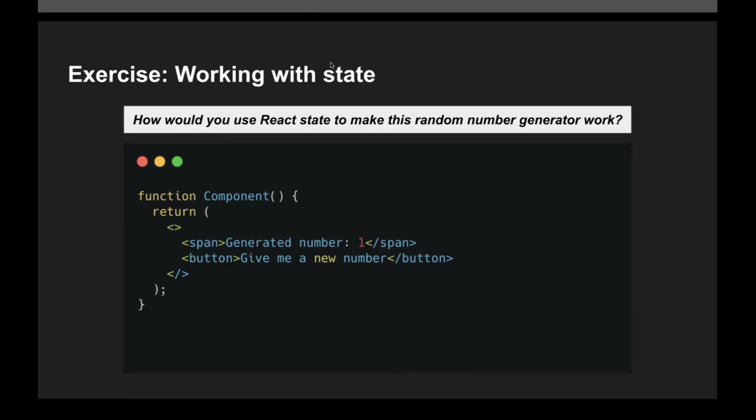Add an event listener to the button that will create a function and then use that as the event listener on the button and then call set number in that function whenever the button's clicked. Nice. Okay. And then maybe there's one final step we might need to take.